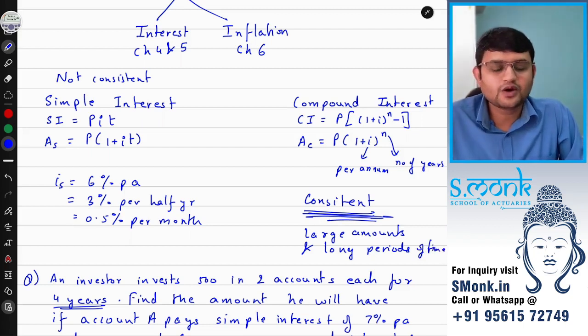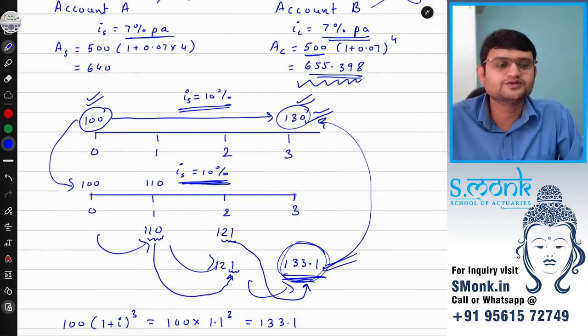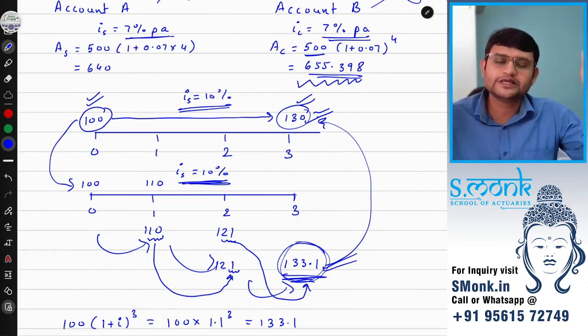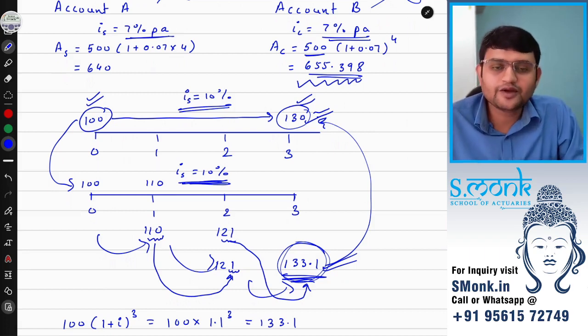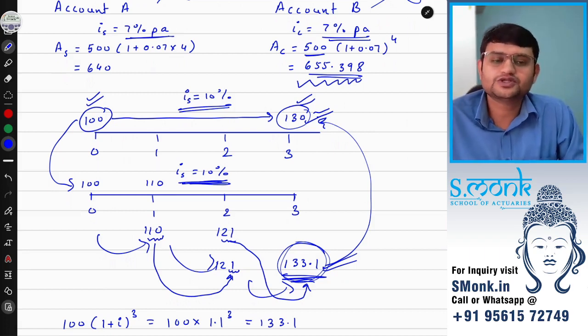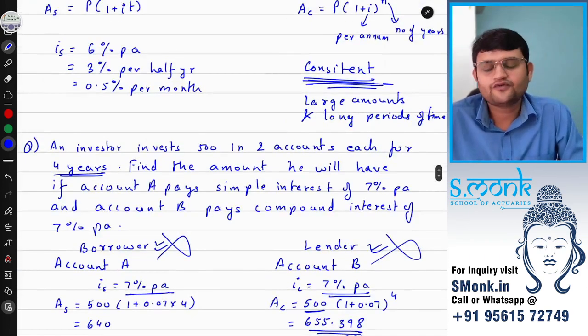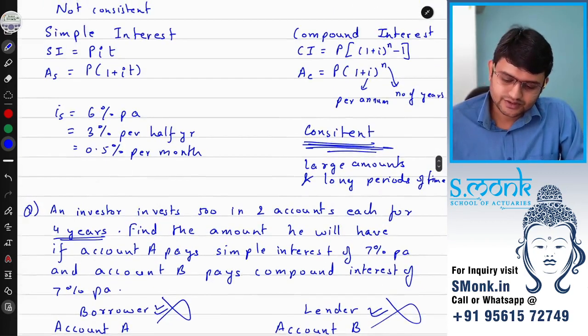For large amounts of money and for long periods of time, this difference... Here we might say the difference is just 3.1 rupees, but for large amounts for long periods of time, the difference will be larger. So that might be significantly much higher. So for large amounts of money and for long periods of time, we are going to use compound interest.